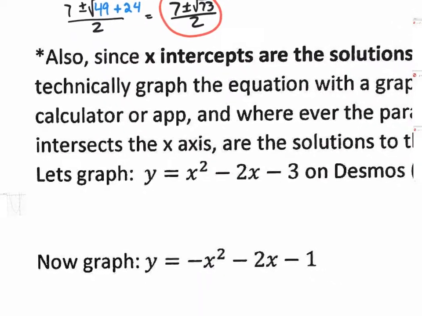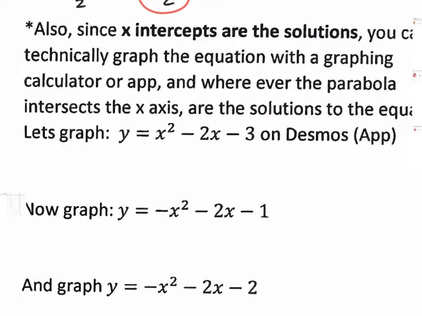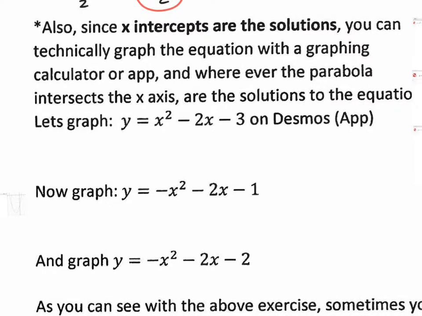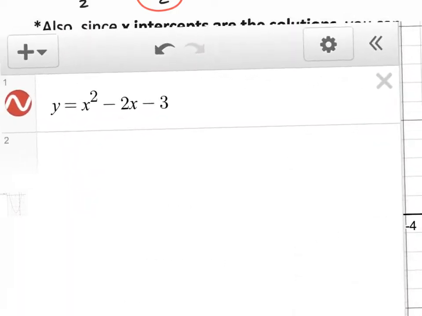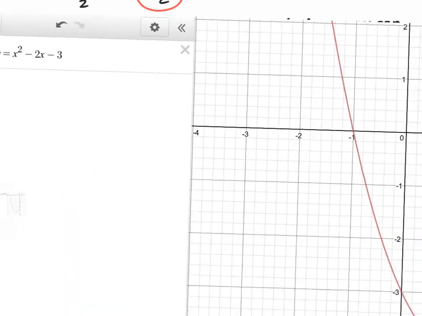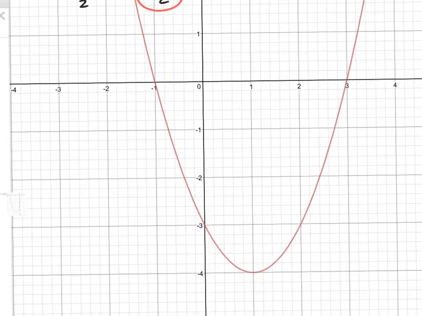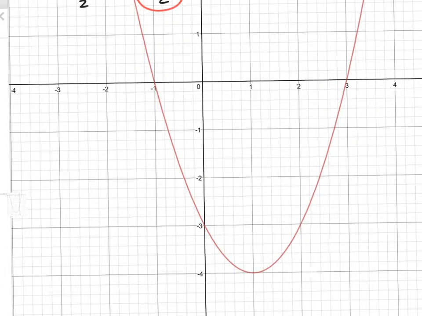So let's go over here. It says, also, since x-intercepts are the solutions, you can technically graph the equations with the graphing calculator or app. Wherever the parabola intersects the x-axis are the solutions to the equation. So it says, let's graph y equals x squared minus 2x minus 3 on Desmos, which is the app I have right here on my tablet. So if I were to graph that one, if they ask me to solve this guy, and I graph it on my app right here, then I already know my answers are what? According to this graph, what are my answers?